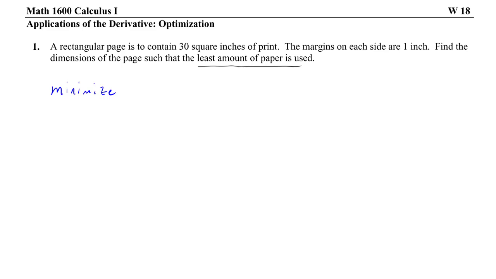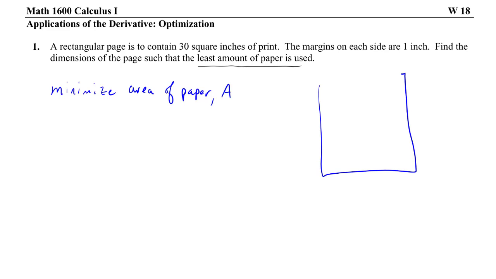So if we neglect the width of the paper, we can think of the amount of paper as the area of the paper. The area of the paper, I'll call that A. Okay, so let's get an idea of what we're looking at. Here's our paper page, and it's rectangular, and then there's going to be 1 inch margins, so we actually have a printed page in here where each one of these margins is 1 inch wide.